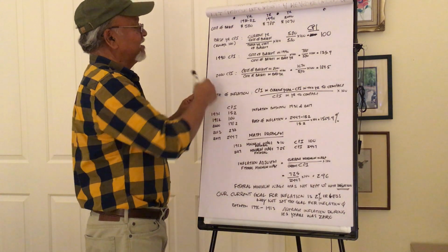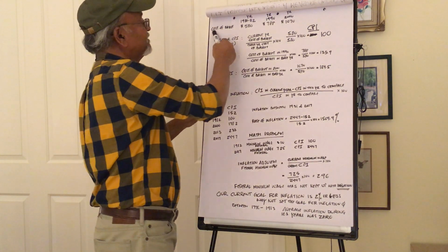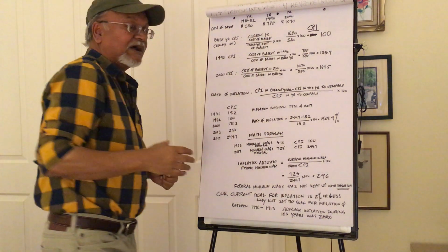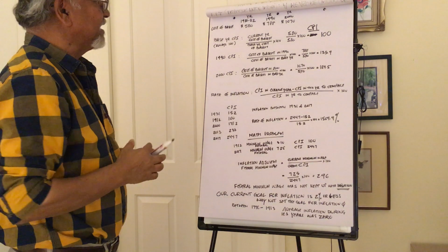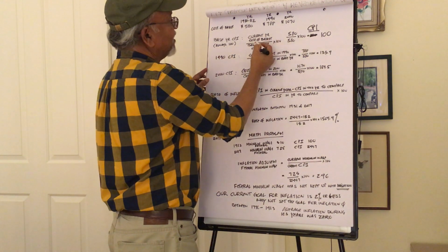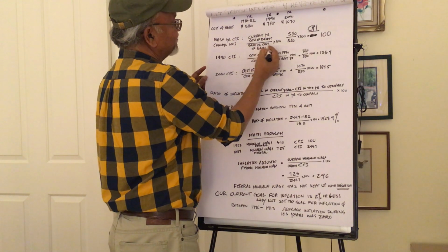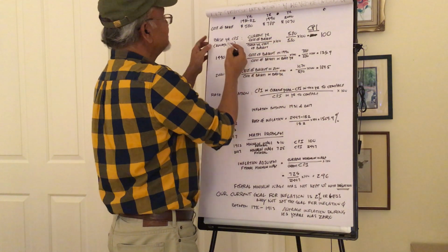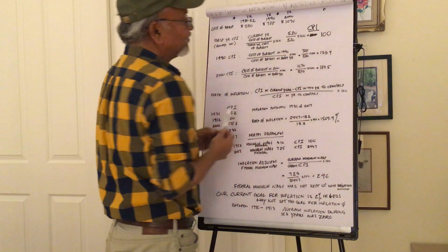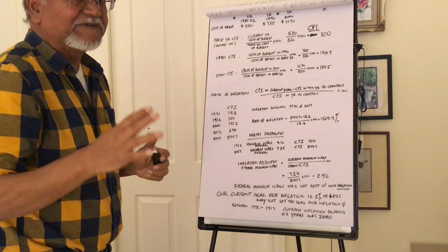So what I've done is I have copied the information of the cost of basket from the previous page. Now our goal is to compute the CPI. The base year CPI is current year cost of basket divided by base year cost of basket times 100. Since the current year and base year are the same, we get a number of 100. So whatever the cost of basket was, we gave it 100 units.